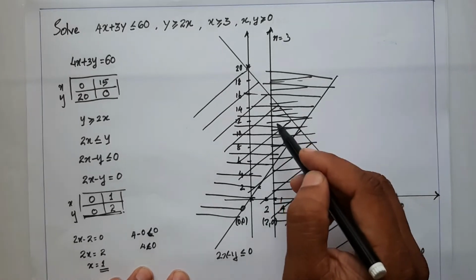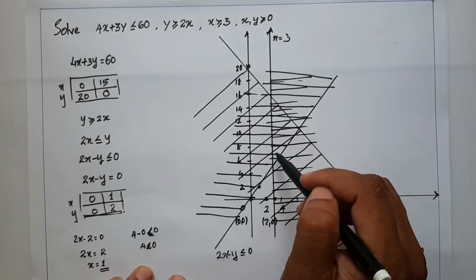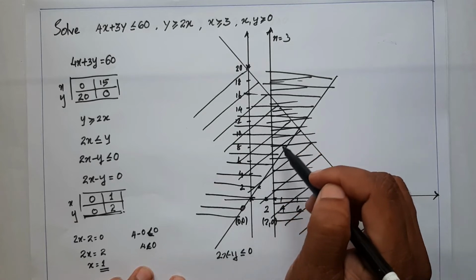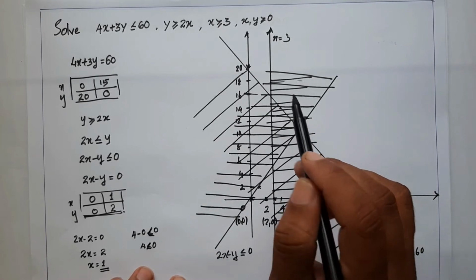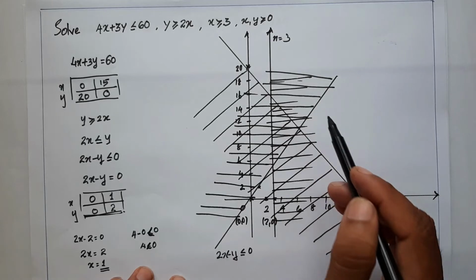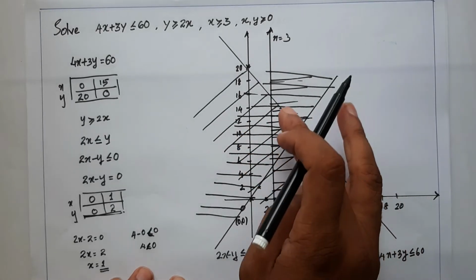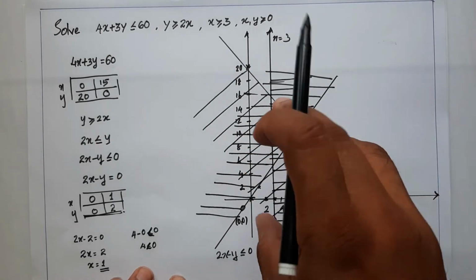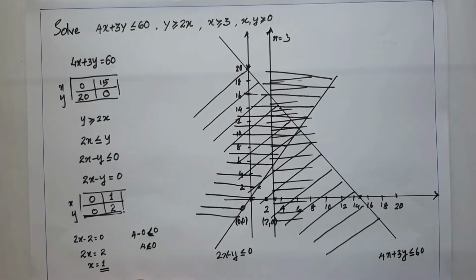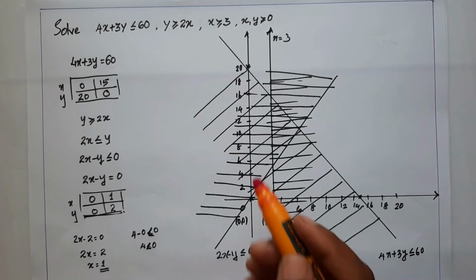Okay, that means these three inequalities have a common region, which is a triangular region. Also given x greater than 0, y greater than 0 means the first quadrant. The three inequalities having a common region also lie in the first quadrant. So our common region, with x greater than 0 and y greater than 0, is also in the first quadrant.